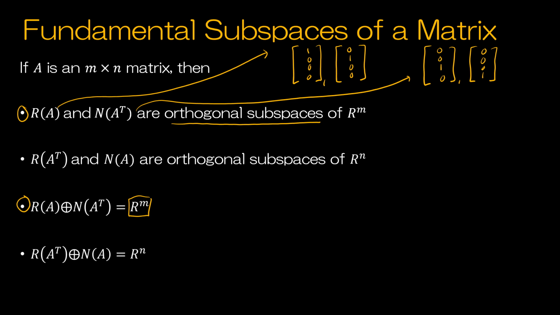And we could do the same for the row space of A, the column space of A transpose, and the null space of A. Again, the row space and the null space of A would span all of Rn. In this case, that would be R3.